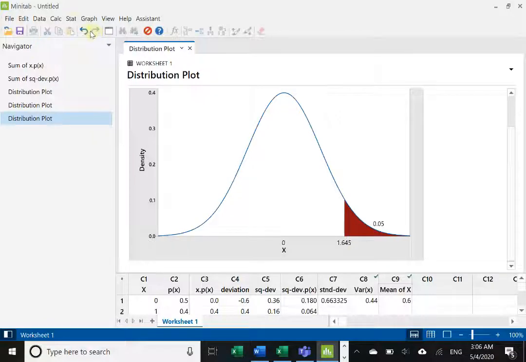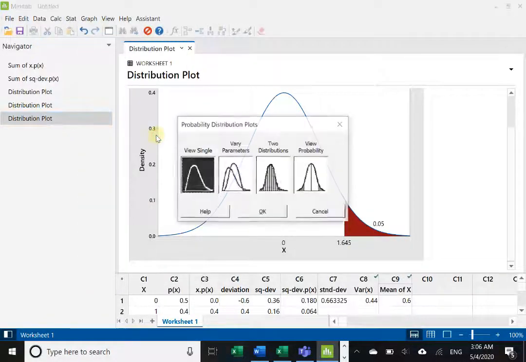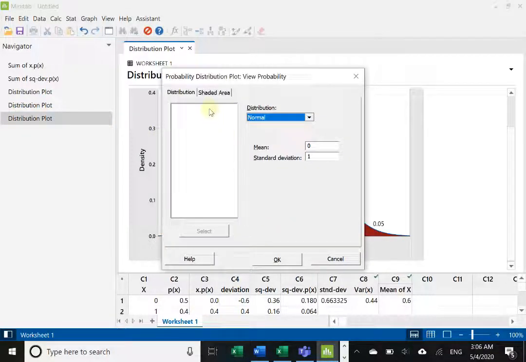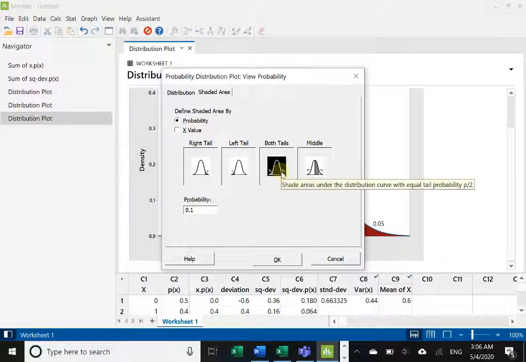And let me just make up one so that you see the symmetry of the distribution here. View Probability, and this time we want in the two tails, both tails, probability to be 0.05 in each. That means I'm going to change this to 0.1. So what happens is that 10% is going to be split between two tails. So I'm going to get 5% on the right, 5% on the left.